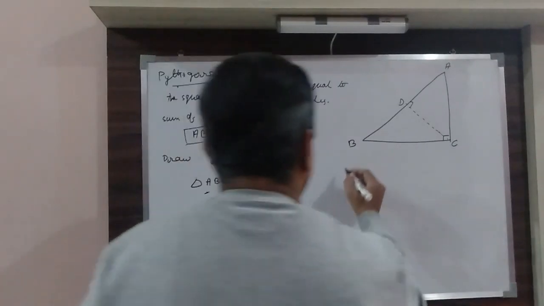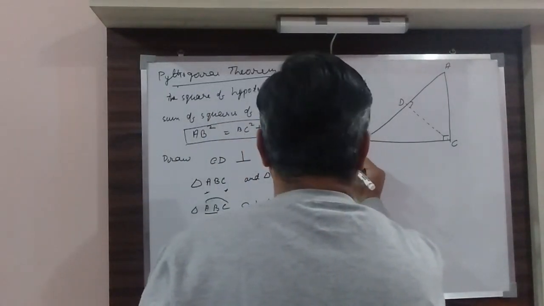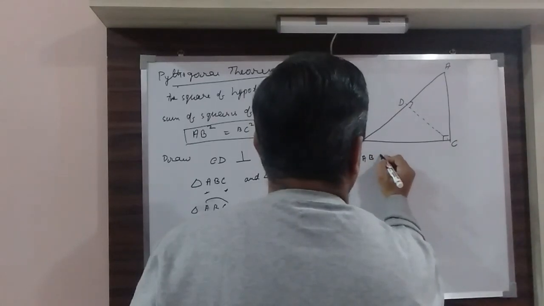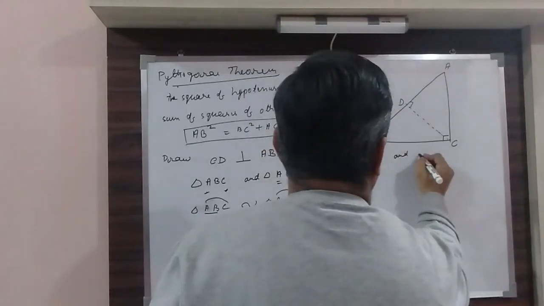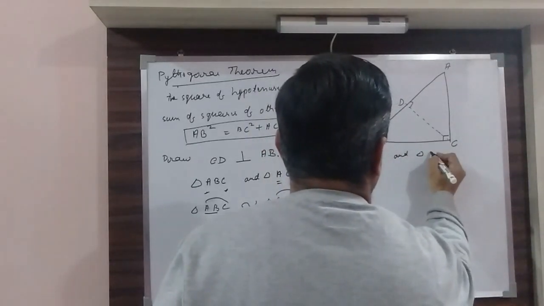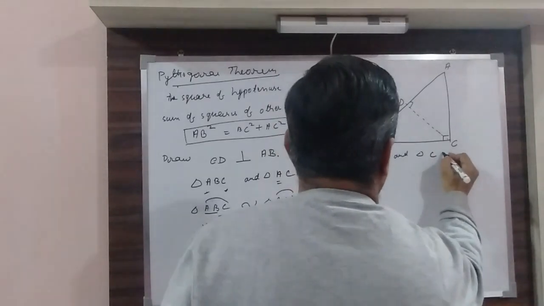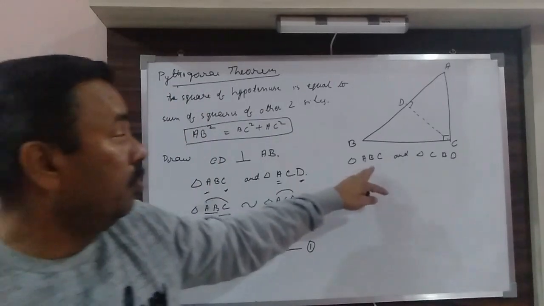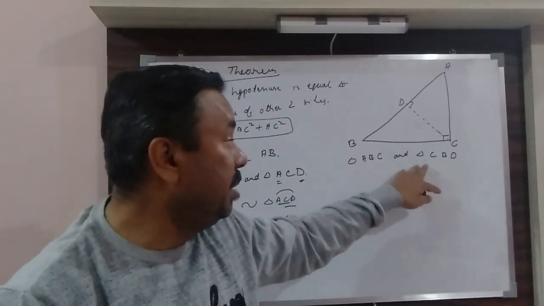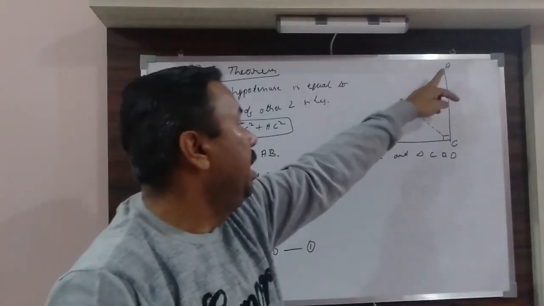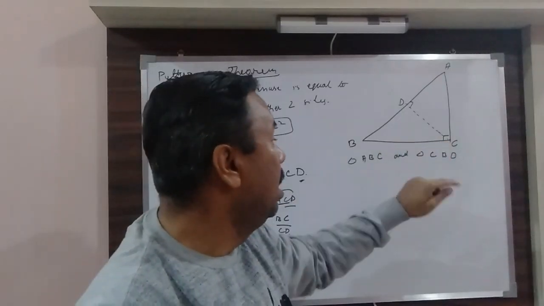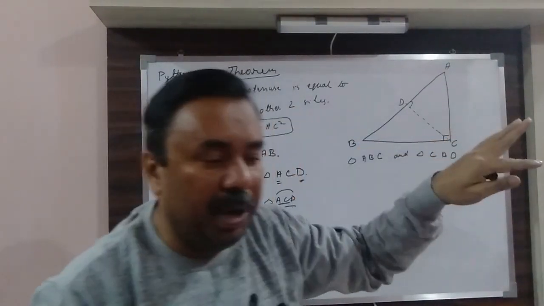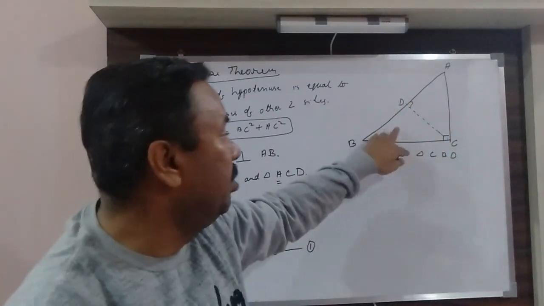Similarly, from triangle ABC and triangle CBD, I can prove that these two triangles are similar. And what is ABC? Once again, the complete triangle, and CBD. Why am I writing like this? Because I want to place the corresponding angles at the corresponding places.